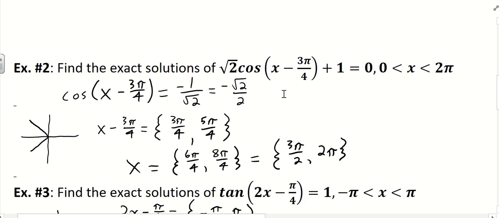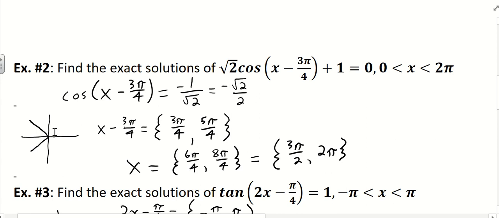Okay, so with our next example, we're starting off the same. We want to get, in this case, the cosine by itself. Doing that, I get negative 1 over the square root of 2, or negative square root of 2 over 2. So if I have a square root of 2 over 2, we know that's going to be something with a pi over 4.